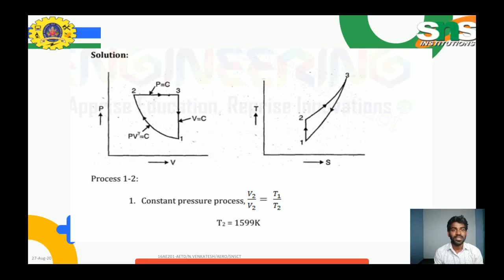From the constant pressure process 1 to 2, the temperature-volume relationship is V2 by V1 is equal to T2 by T1. We substitute the values V1, V2 and T1, and we get the T2 value as 1599 Kelvin. It is the value of temperature at section 2.